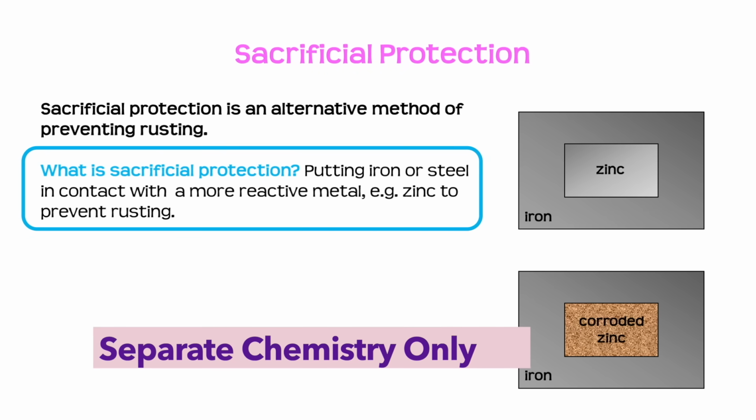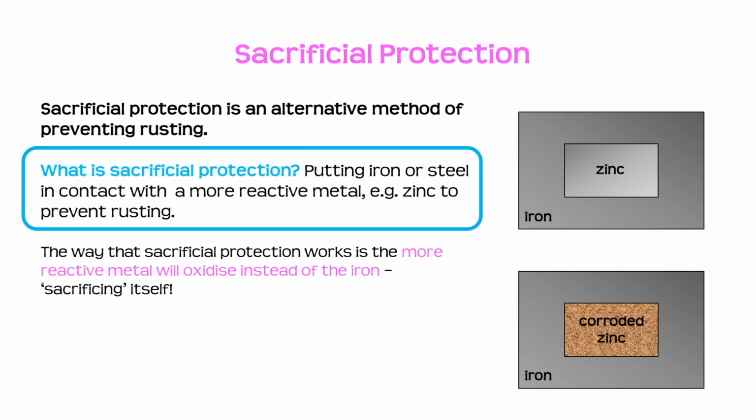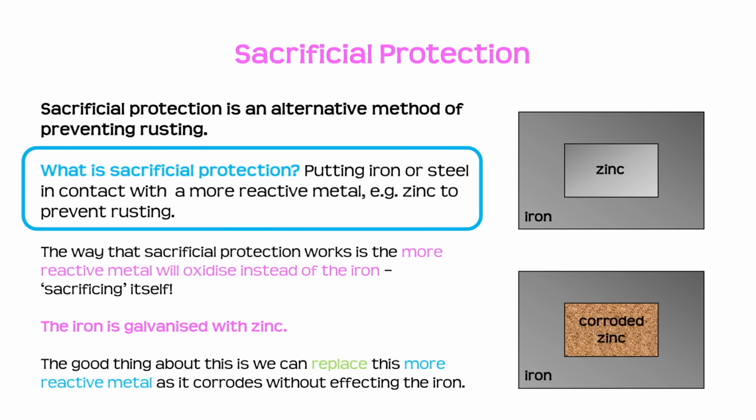Sacrificial protection is a good alternative method of preventing rusting. The way it works is we put iron or steel in contact with a more reactive metal such as zinc, and this prevents rusting. The way that this works is the more reactive metal will oxidize instead of the iron. It sacrifices itself. And we can say that the iron is galvanized with zinc. The good thing about this is we can replace the more reactive metal, for instance that's zinc, as it corrodes, and that doesn't affect the iron.